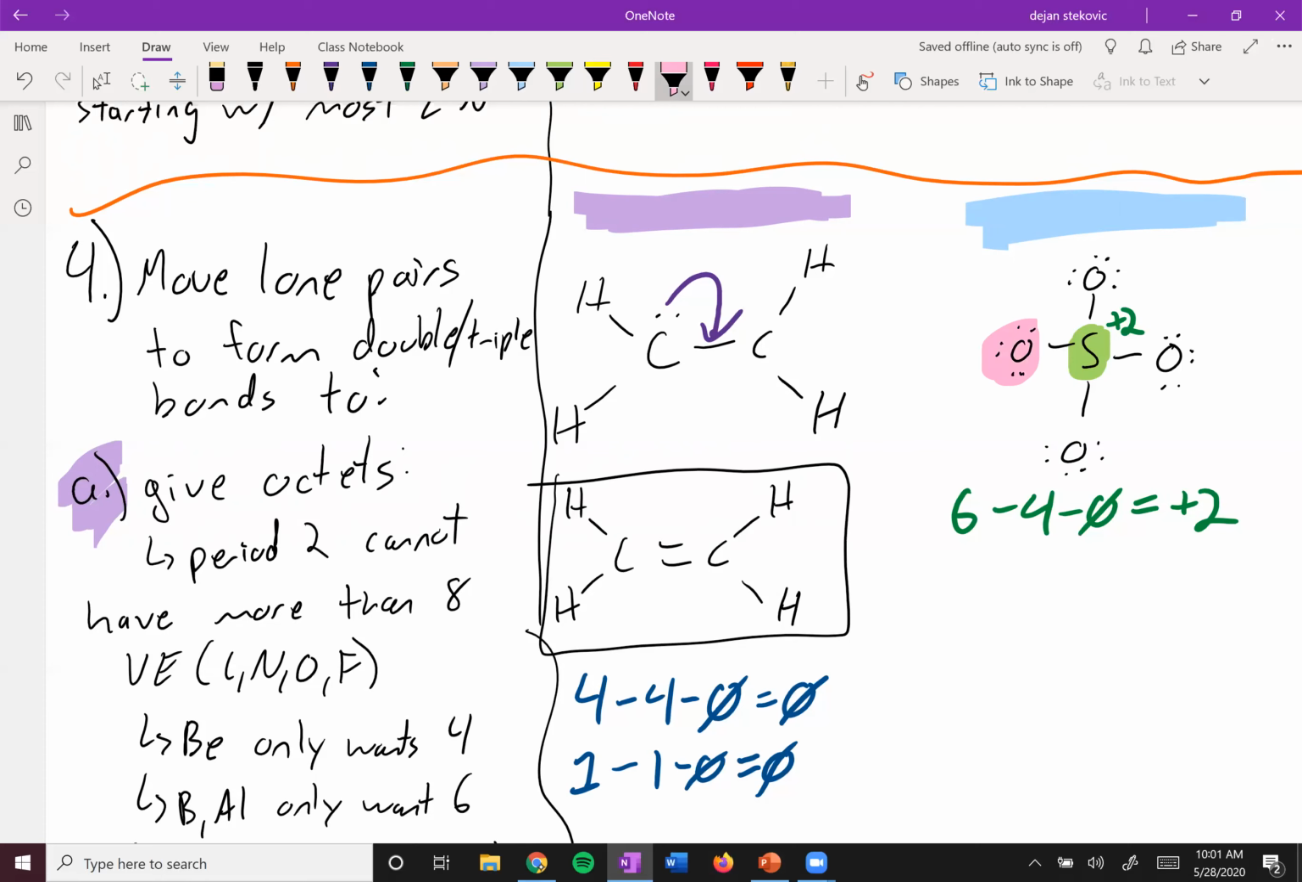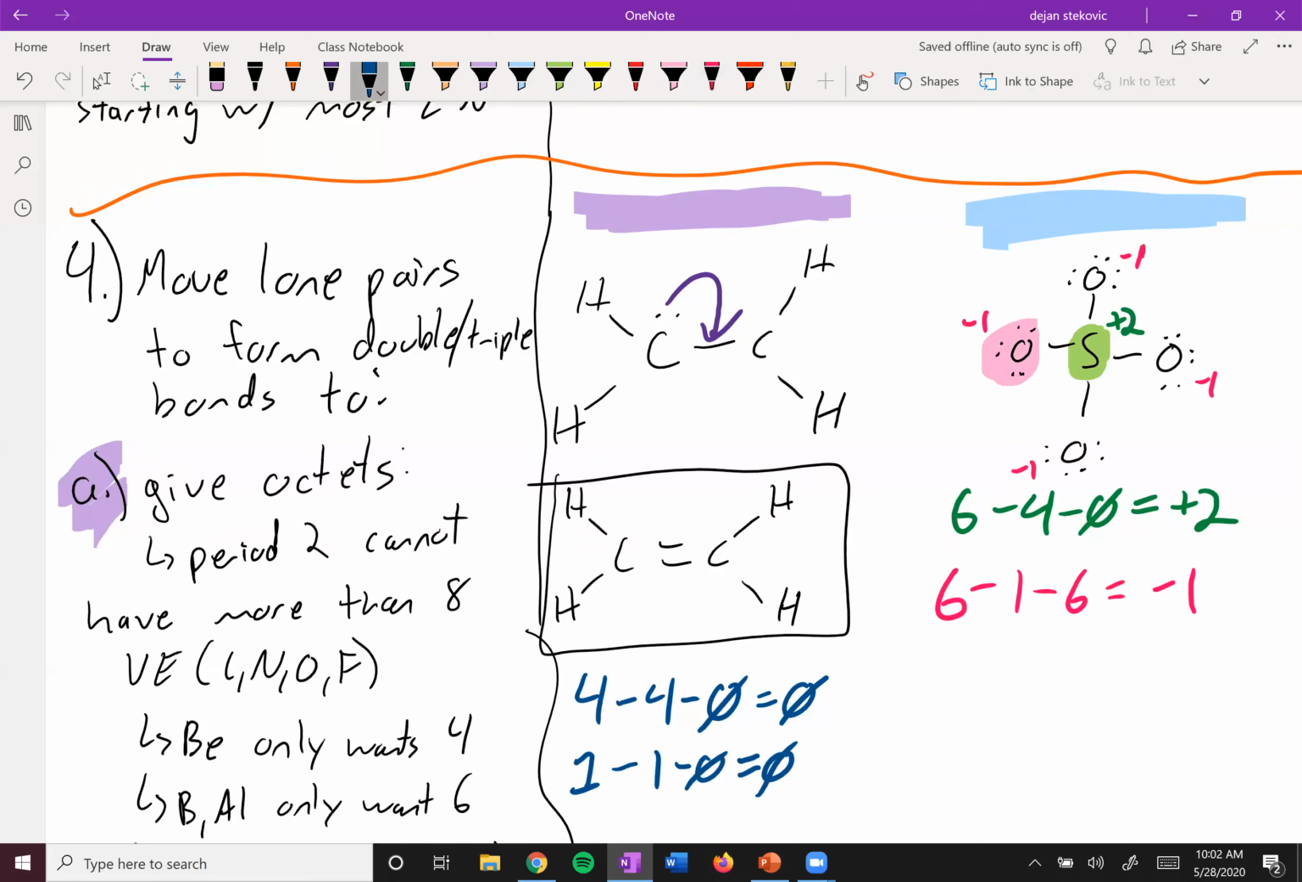All the oxygens are the same, so we can just look at one of them. Oxygen, just like sulfur, normally has 6 valence electrons. Here it has 1 bond, and then it has 6 lone electrons. Not lone pairs, but lone electrons. So 6 minus 1 minus 6 is -1. So each one of these oxygens has a charge of -1.